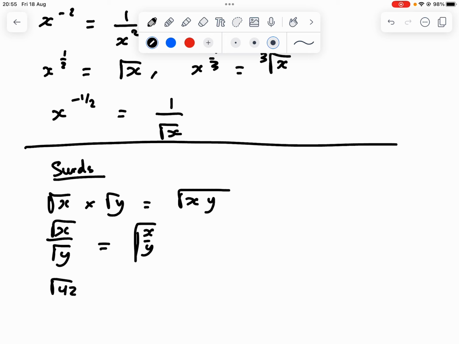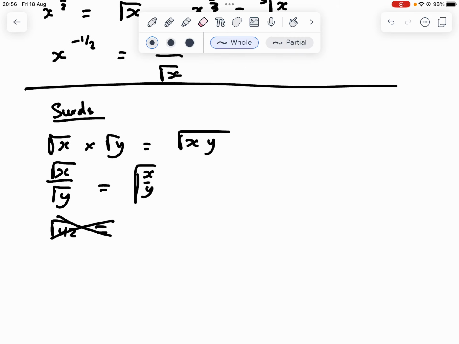Square root 42 could be simplified. So what you do is you break it down into the biggest square number that goes into it. So let's start with... so nothing goes into square root 42, so it was a really bad example.